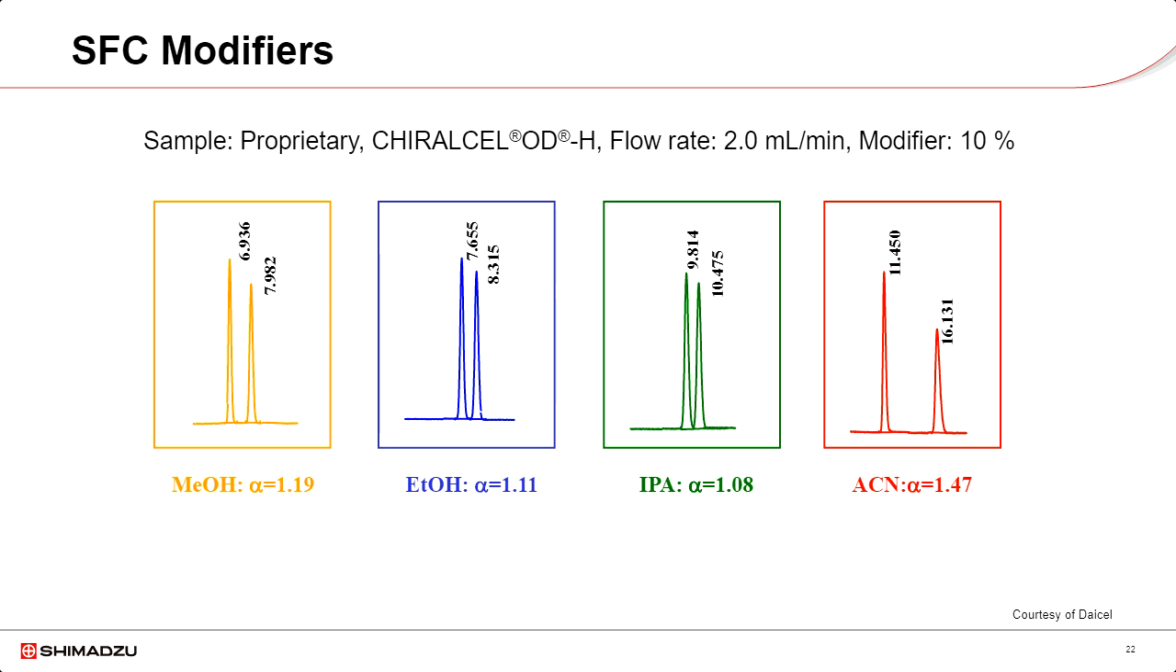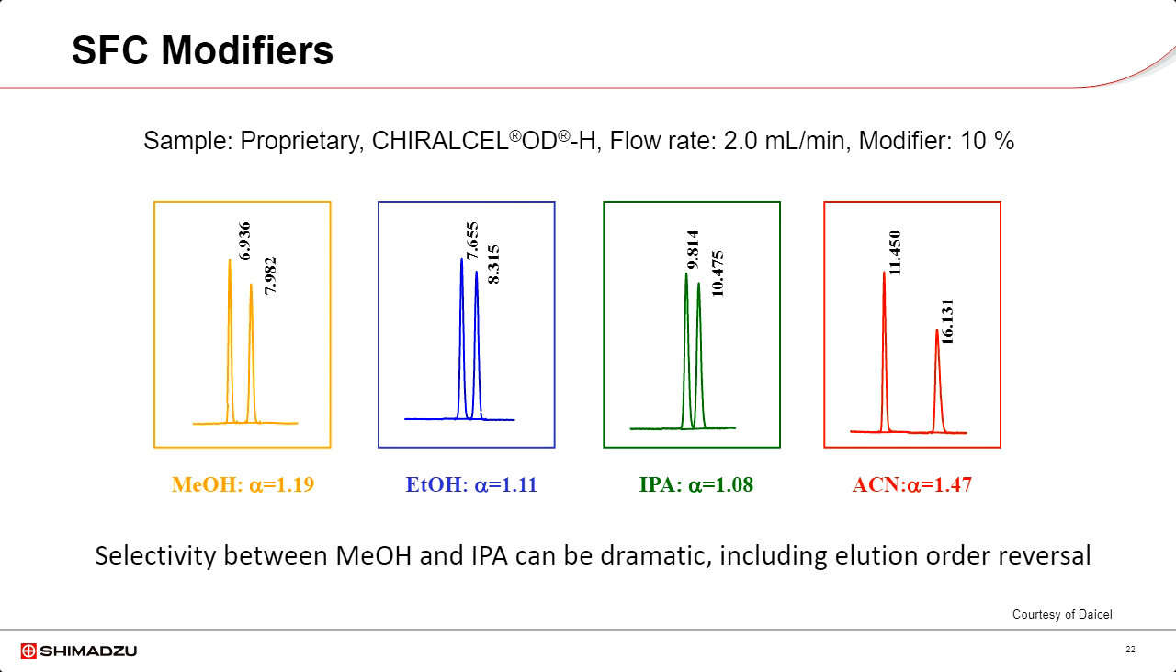So here's an example of what happens when you change the modifier. This is an example that came from our friends at DyeCell. It was a proprietary sample run on the same column in ODH, same flow rate, and same percentage of modifier. We just changed the modifier from methanol to ethanol, IPA to acetonitrile. Now you notice resolution on all four of these is pretty reasonable. However, the retention times are quite different.